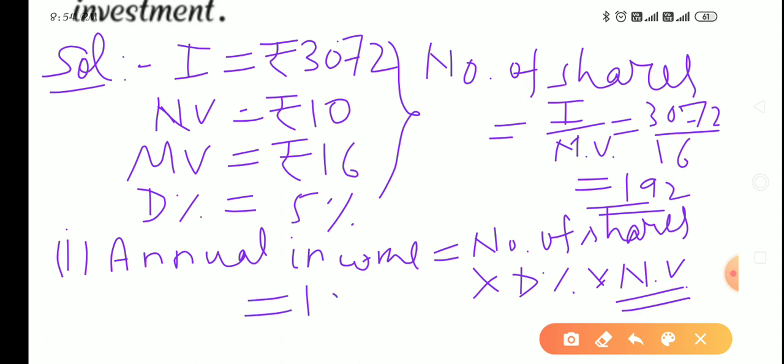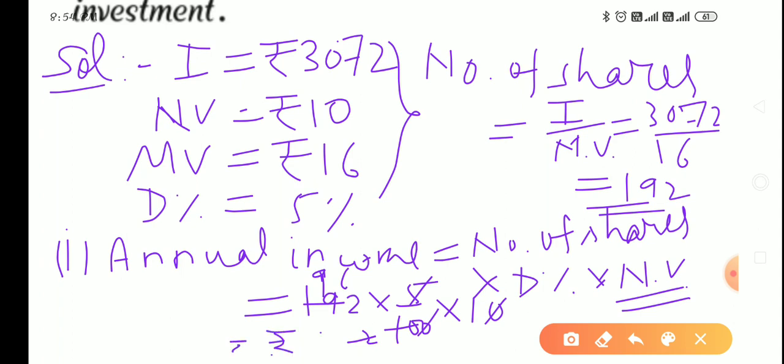Number of shares 192 multiplied by dividend 5 upon 100, 5% it is, multiplied by NV of one share 10. So 0 is cancelled with 0. 5 2s are 10 and 2 9s are 18, 2 6s are 12. So the final answer is coming rupees 96. It is the final answer, rupees 96.